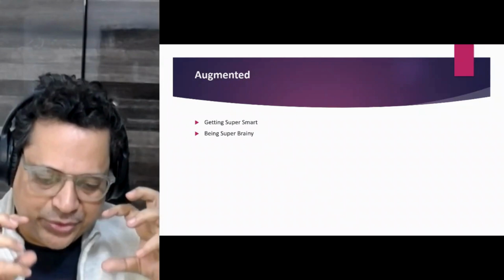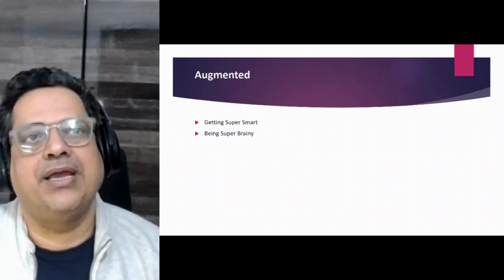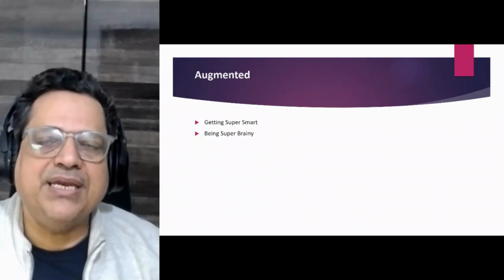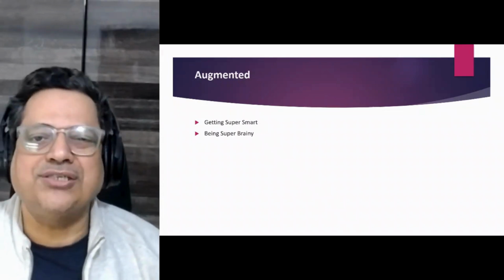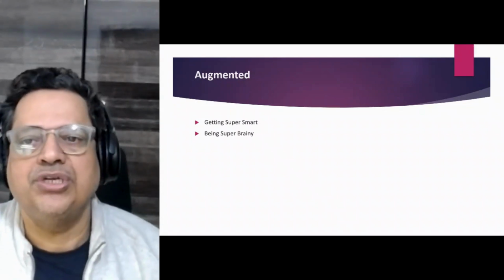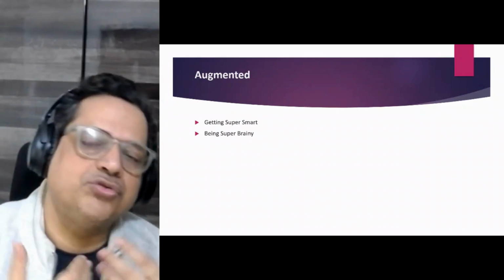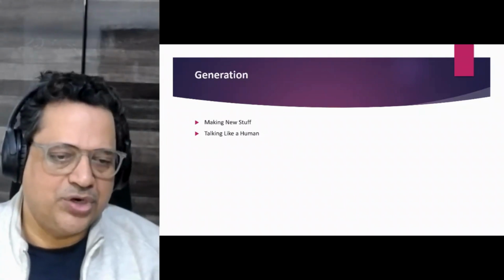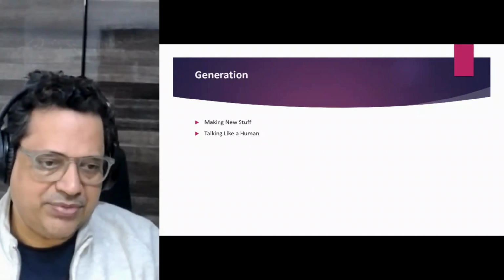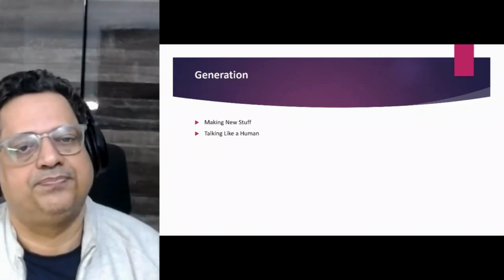Another term I am using to explain augmentation is being super brainy. It is like having a brainy buddy with lots of brain, who can understand lots of stuff and explain it to you in a way that makes sense to you, right? Makes sense to your question. All right, let's go to the next word, which is generation. Retrieval done, augmented explained. Now let's come to the generation part.